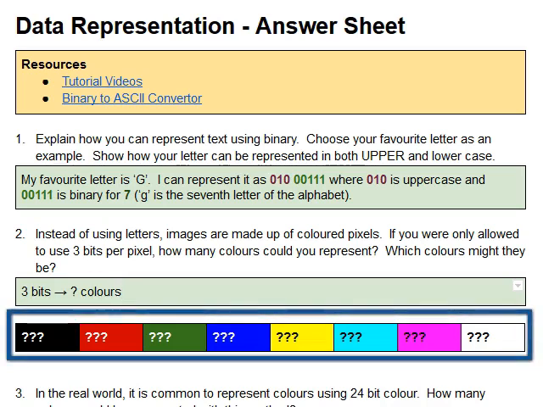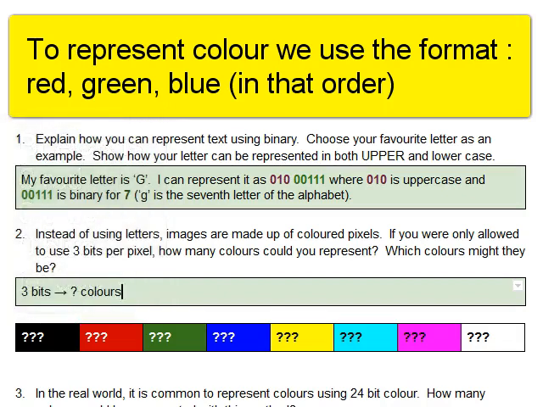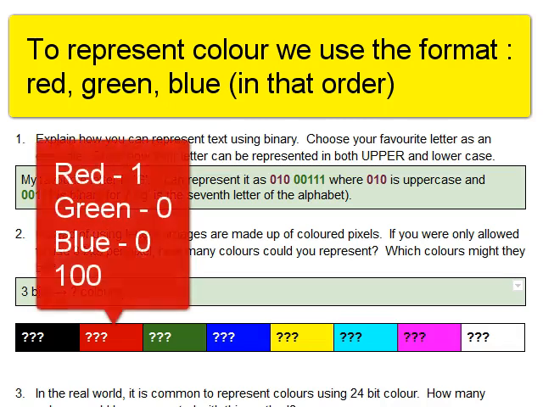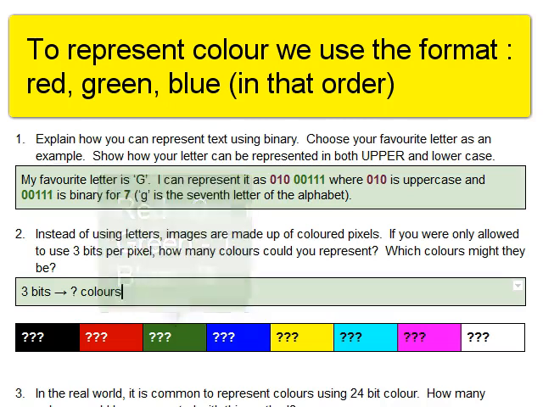You'll want to create a table similar to what you see on my screen. If I want to represent black, it's 0 red, 0 green, and 0 blue. And in fact, when we talk about color, we talk about RGB, or red, green, blue. So to represent red using 3 bits would be 1 red, no green, and no blue. For green, it would be no red, 1 green, and no blue.